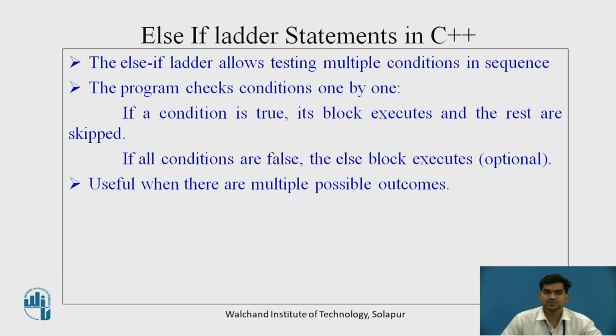So what is the introduction to the else if ladder statement? We will see that the else if ladder allows the testing of multiple conditions in sequence. Such multiple conditions are not possible in the case of the if and if else statements. The program checks the conditions one by one. If a condition is true, its block executes and the rest are skipped. If all the conditions are false, the else block executes. These are optional things. So it is useful when multiple possible outcomes are expected.